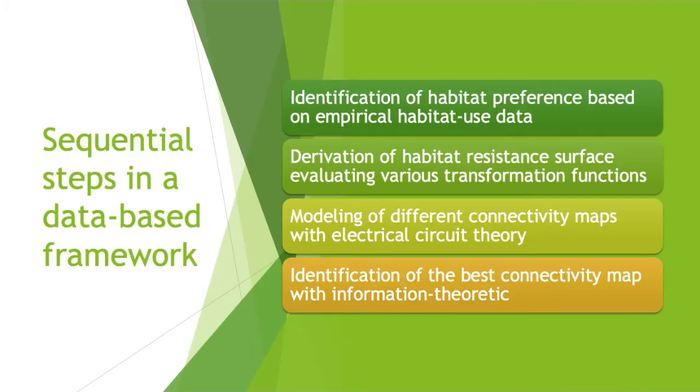Some steps in the framework are identification of habitat preference based on empirical habitat use data, derivation of habitat resistance surfaces, evaluating various transformation functions, modeling of different connectivity maps with electrical circuit theory, and identification of the best connectivity map with information.